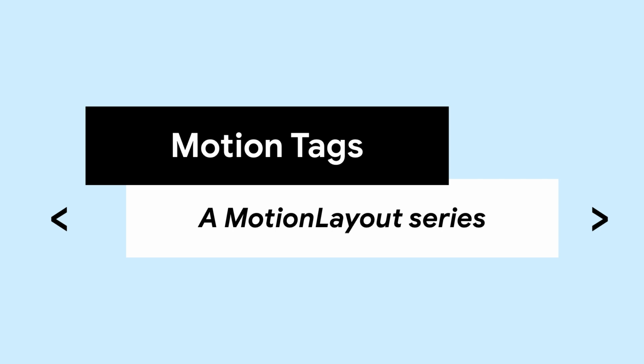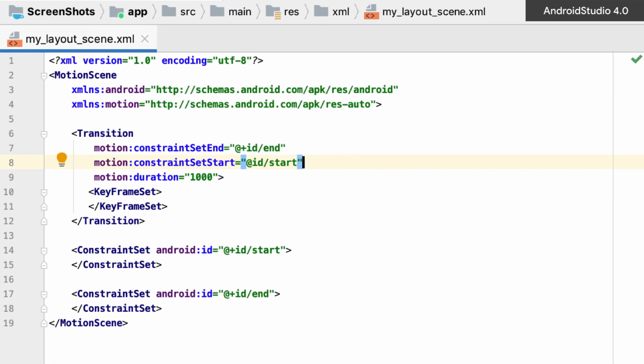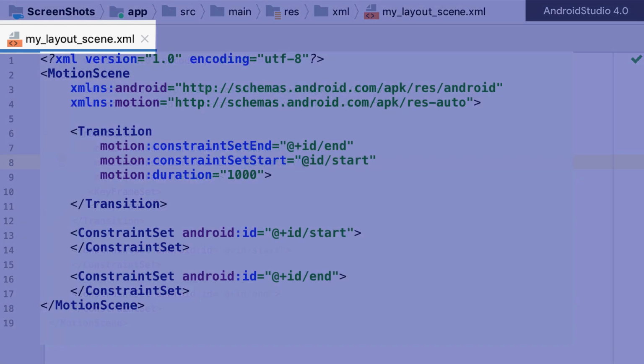In this series, we will introduce you to all the tags associated with motion layout. Today, we're going to talk about Constraint Set and Constraint. For context, we have a motion layout tag in a layout, and its layout description attribute points to this XML file containing a motion scene tag.